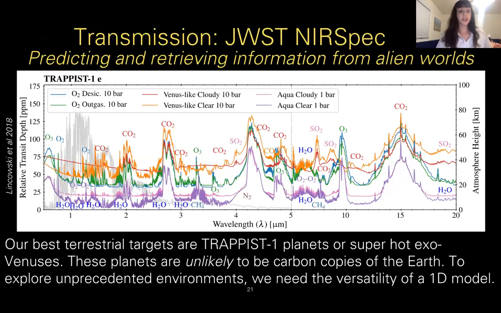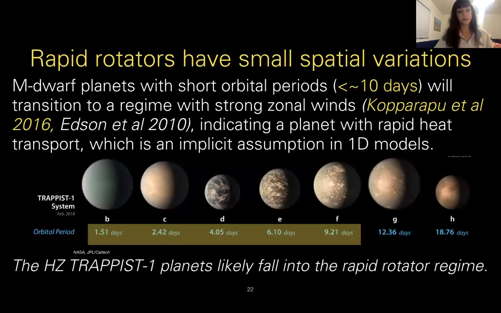The first method we'll talk about is transmission, since James Webb will launch relatively soon. The observations we'll get from James Webb provide the most powerful first opportunity to characterize terrestrial planets, but James Webb has a limited number of terrestrial targets. Thus far, our best terrestrial targets are the TRAPPIST-1 system, of course, and a handful of exovenuses. Given recent mass density constraints, we know that these planets are likely to be much more volatile rich than Earth. These environments are going to be strange to us in creation and strange to us in evolution. So to explore these unprecedented environments, we really need 1D models and their versatility and/or 3D Venus GCMs.